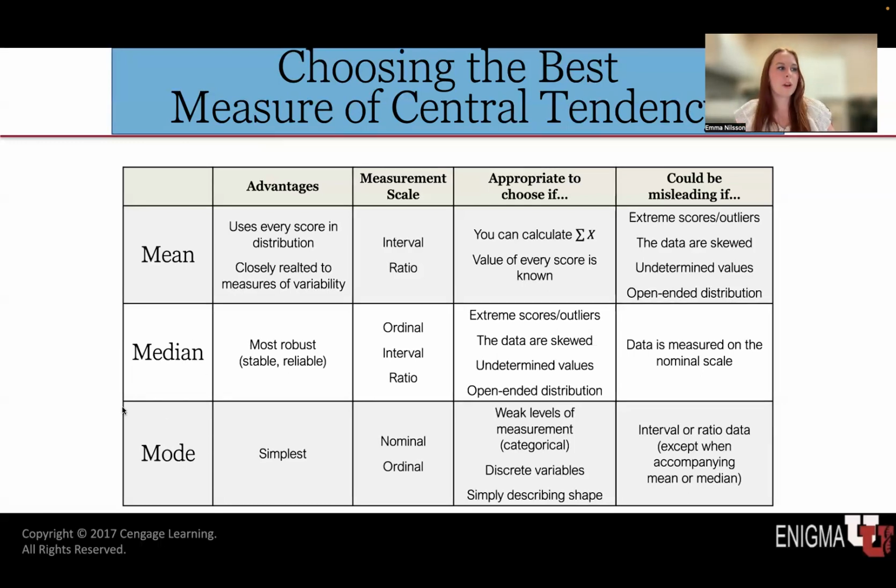A situation in which you would use the mode is if you had nominal or ordinal data. Especially if you have nominal data, it's not numerical, so you really can't use the mean, and you probably shouldn't use the median. In that case, the mode's going to be the best. If you have ordinal data, you could use the median or the mode. Remember, ordinal data is when we have it on a ranking scale. And in that case, the median or the mode would be appropriate.